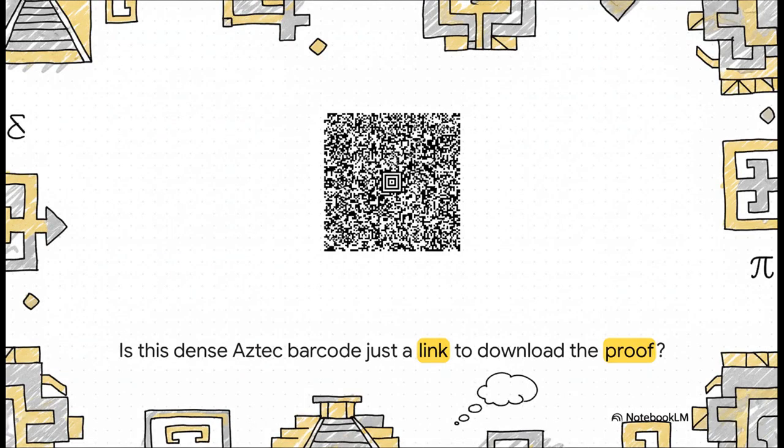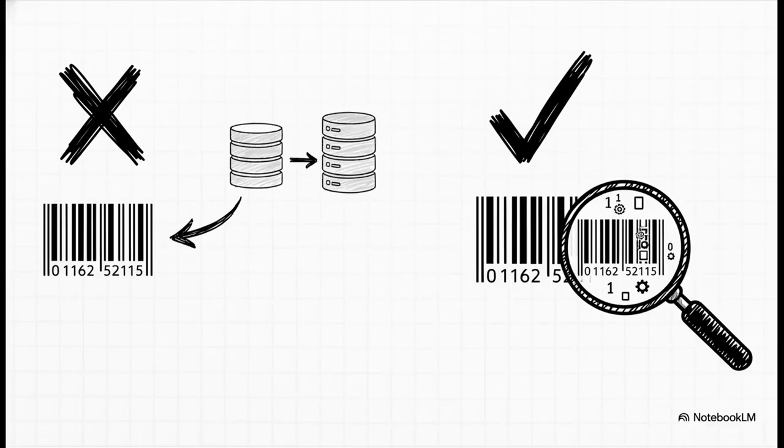The system then packs all of this proof into these incredibly dense Aztec barcodes. Now, when you see this, your first thought is probably what mine was. Okay, cool, that's a link I can scan to download the proof. But that's not what's going on here. Not even close. This is the big reveal. This isn't a link to the data. The barcode is the data.